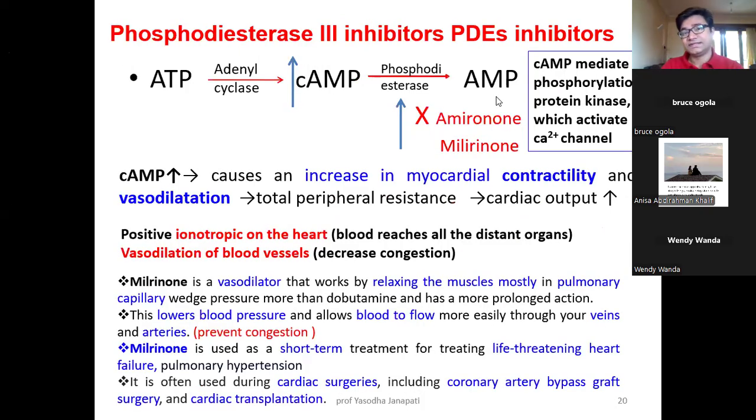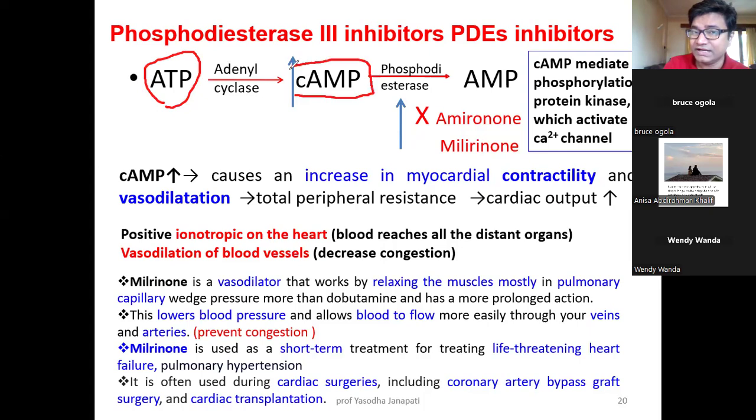Now, how do these drugs inhibit? Let us see. First, we know that ATP is produced. ATP is also energy. By the help of the enzyme adenyl cyclase, it becomes cyclic AMP. Now, this is the active form.